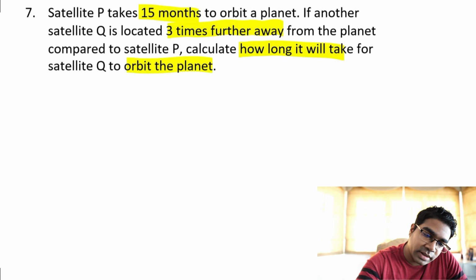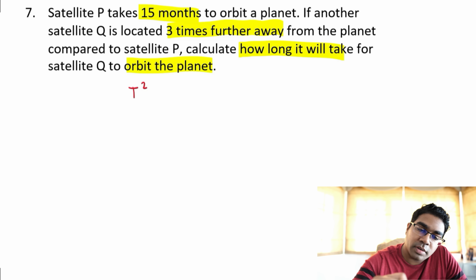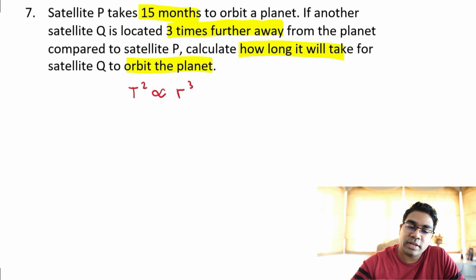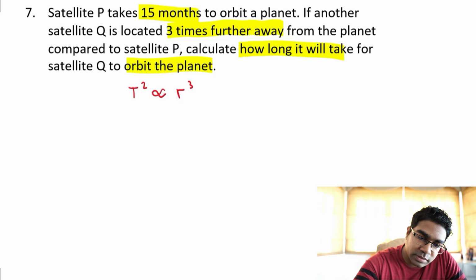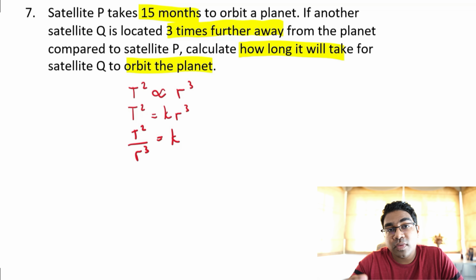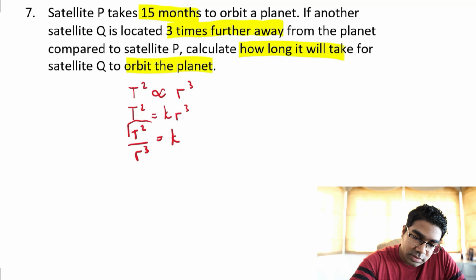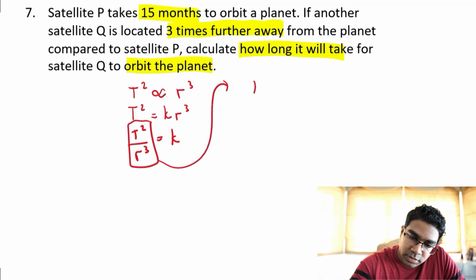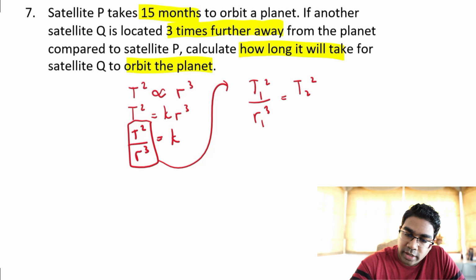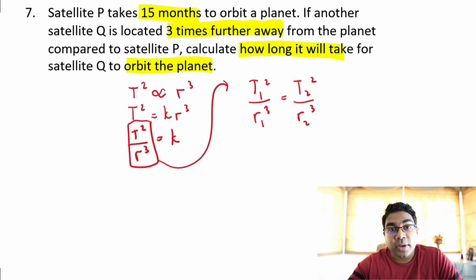And the law of periods states that the square of the period of the orbit is directly proportional to the cube of the distance between the two centers of the objects. So we're going to use this relationship in this question. And so first we say that T squared is equals to a constant multiplied by r cubed, and so we know that T squared over r cubed equals a constant. The ratio of the period squared over r cubed equals a constant. From this, we can do T1 squared over R1 cubed is equals to T2 squared over R2 cubed. And so this is what we're going to use to solve.